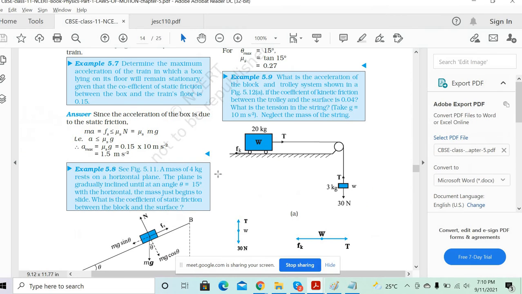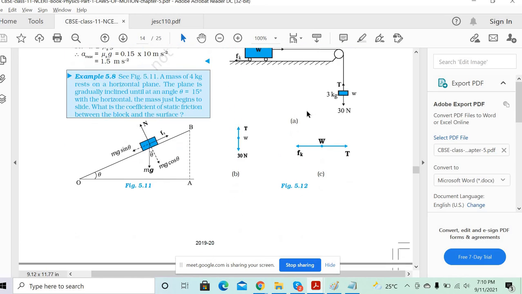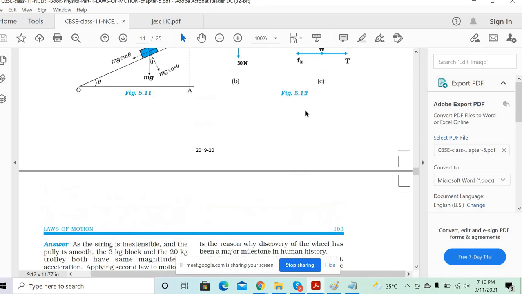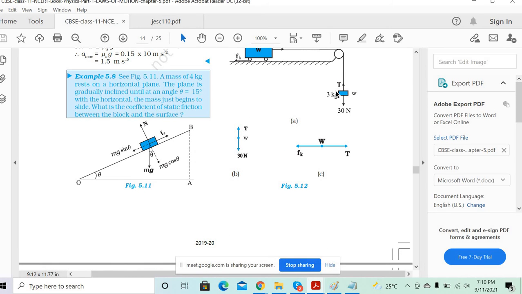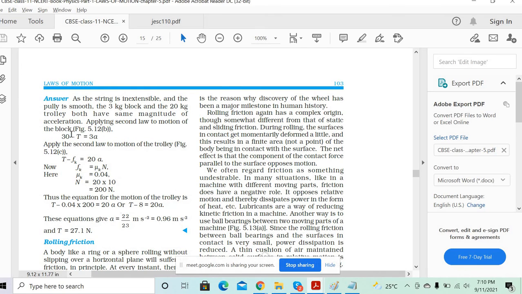But like the force T, will it be the same throughout the rope? Oh, so it will be 30 Newton throughout. Throughout. The force on the rope will always be the same. But what we need to derive is, see, this is the free body diagram we have done.